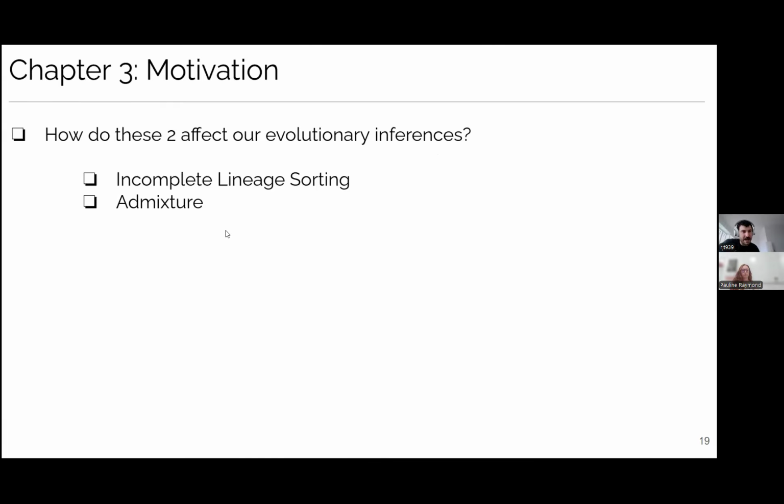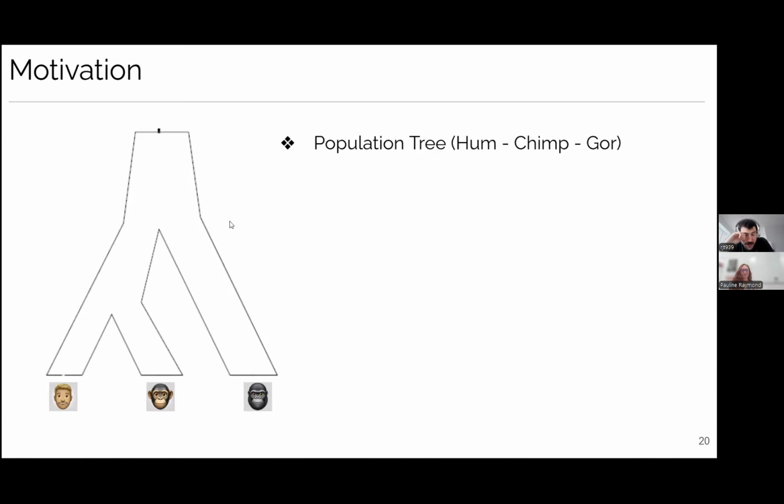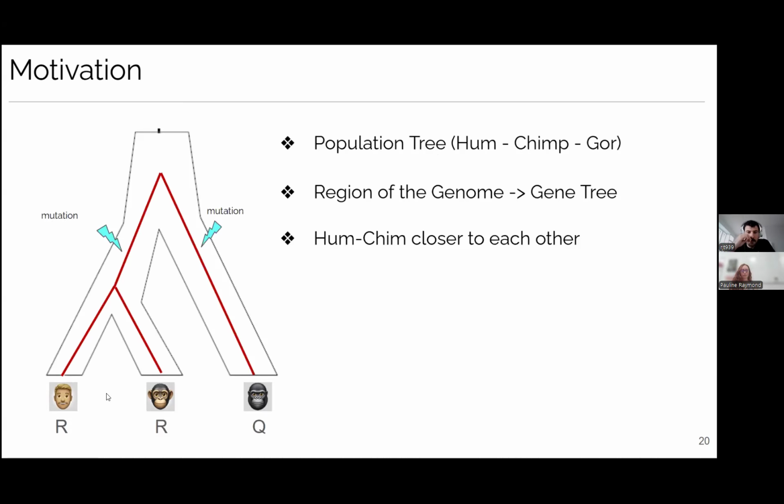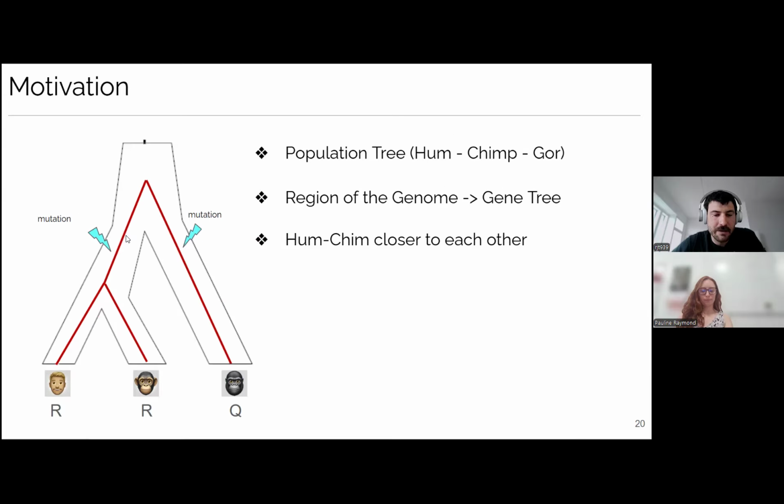And you may be asking, how do things like incomplete lineage sorting affect our evolutionary inferences? Or you may simply be asking, what the hell is incomplete lineage sorting? And for this, I have this little figure that I can show. Imagine a population tree between humans, chimpanzees, and gorillas. We know that humans and chimpanzees are generally closer to each other than they are to gorillas. So we expect most regions of the genome to have a gene tree that looks like this, with the human and the chimpanzee being closer to each other and sharing a mutation. Let's say they share an R. And then the gorilla being an outgroup and having a different mutation. Let's say having a Q here.